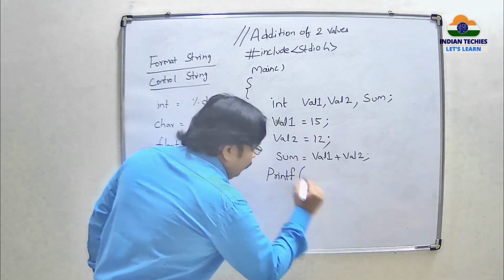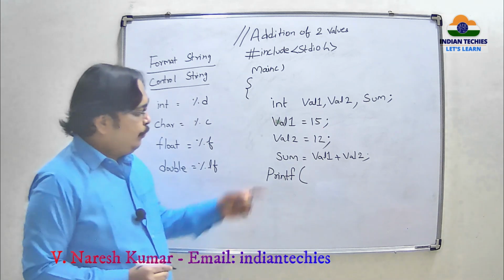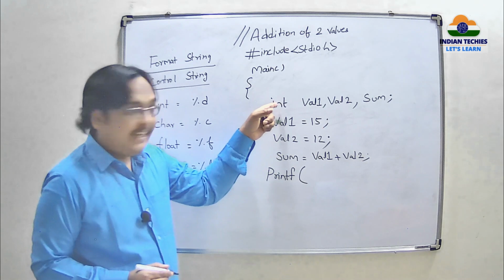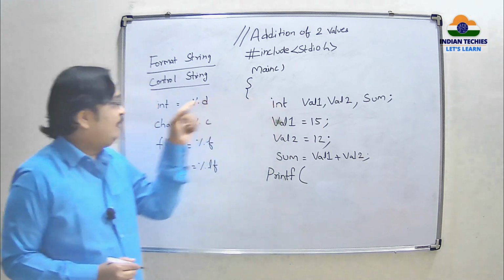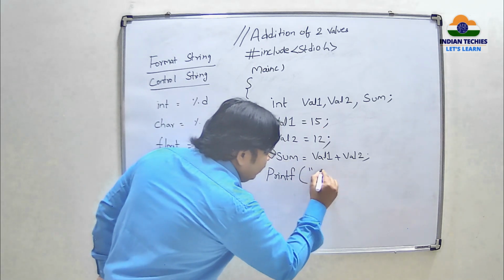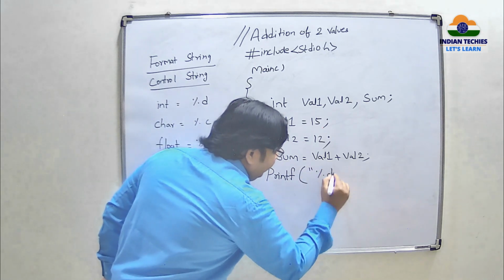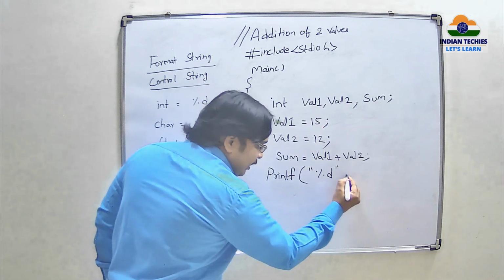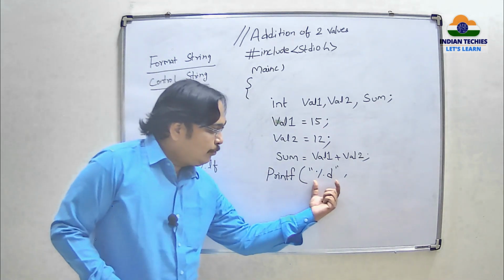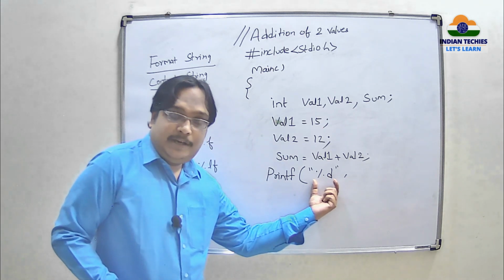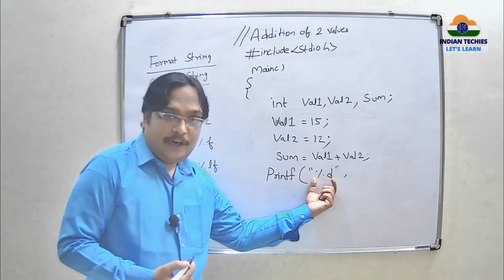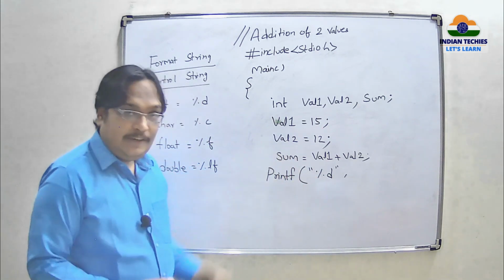Now, how you are going to write is printf, open bracket. Now you want to print whose value? Sum value. Sum is of which data type? Integer. What is the format for integer? %d. So within the double quotes, write %d, close double quotes, keep a comma. Why you are separating is, you also have to tell this %d belongs to which variable. So this %d, for what are we printing? To print the value of sum.